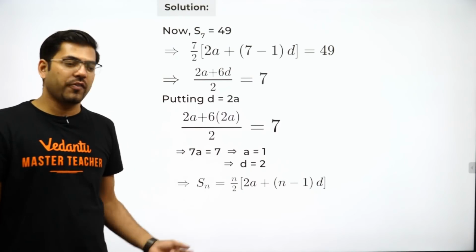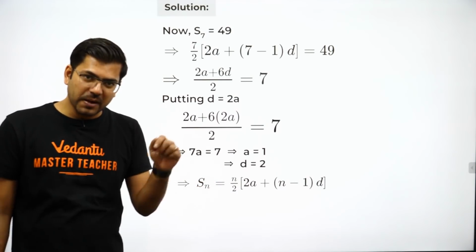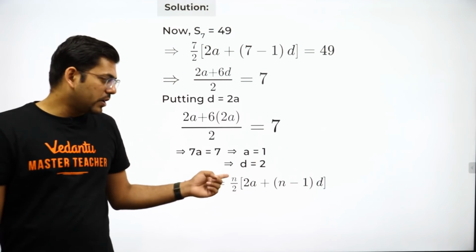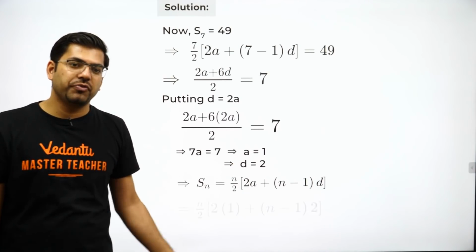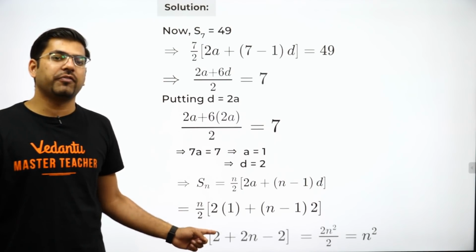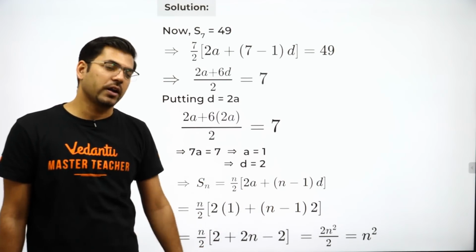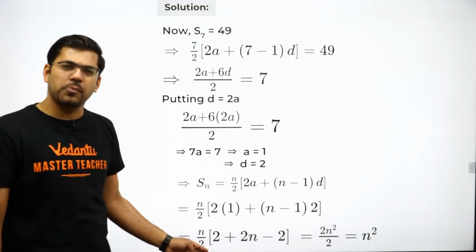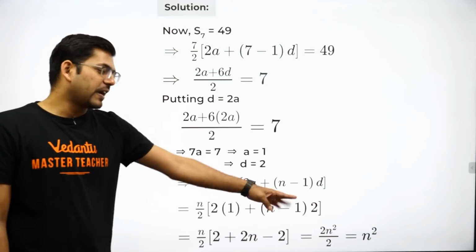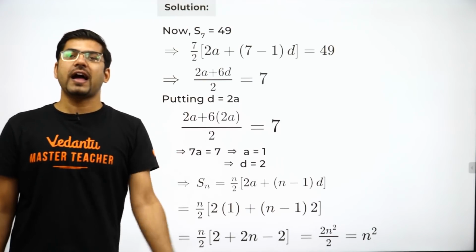So writing the formula of Sn, that is n by 2 into 2a plus n minus 1 into d. Here, putting the value of a as 1 and the value of d as 2, we will be getting this equation. And once we have got this equation, we will very easily get the value as n square. Because everything will be cancelled, I'm not getting deep into that calculation again. So that is n square, and we have got our answer.